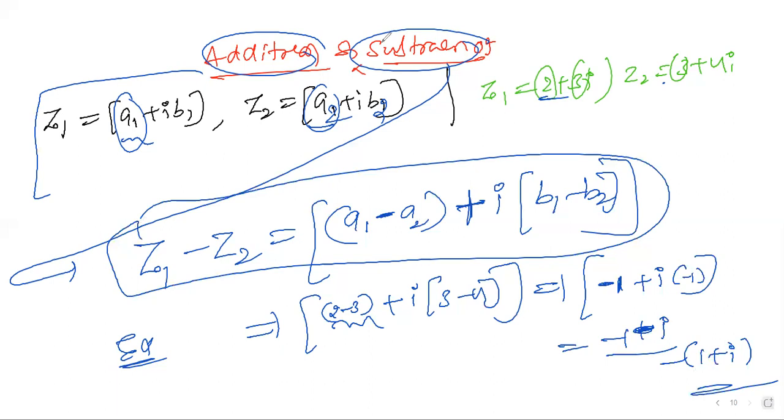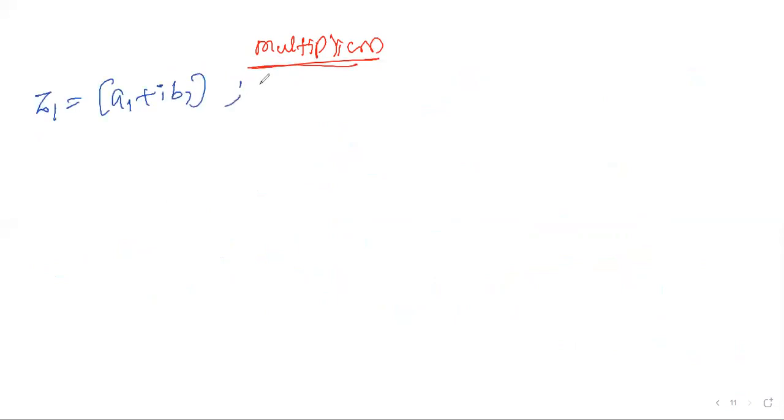Okay, addition is over. Now I'll go for multiplication. How to multiply two complex numbers? Let us take Z1 equal to A1 plus iB1, and Z2 equal to A2 plus iB2. You are all masters at multiplying two expressions, in the same way as in 8th and 9th class mathematics.